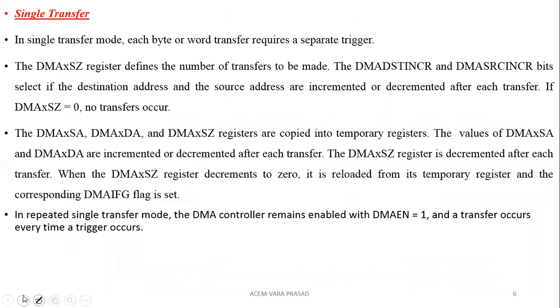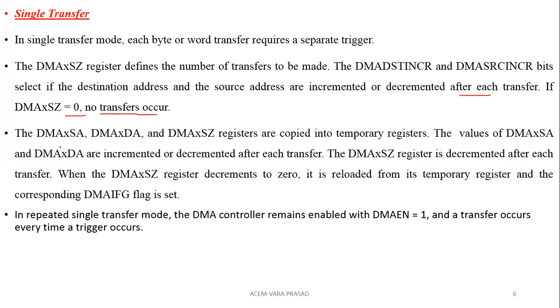So let's take single transfer mode. What is single transfer mode? Each byte or word, either 8-bit or 16-bit, is transferred for every one triggering pulse. During that time, what is the SZ? SZ is how many data you can transfer, that is, the number of data transfers. Similarly, DST means destination is incremented or decremented. Similarly, the source is also incremented or decremented after each data transferred. If size is 0, then the data transfer will be stopped.